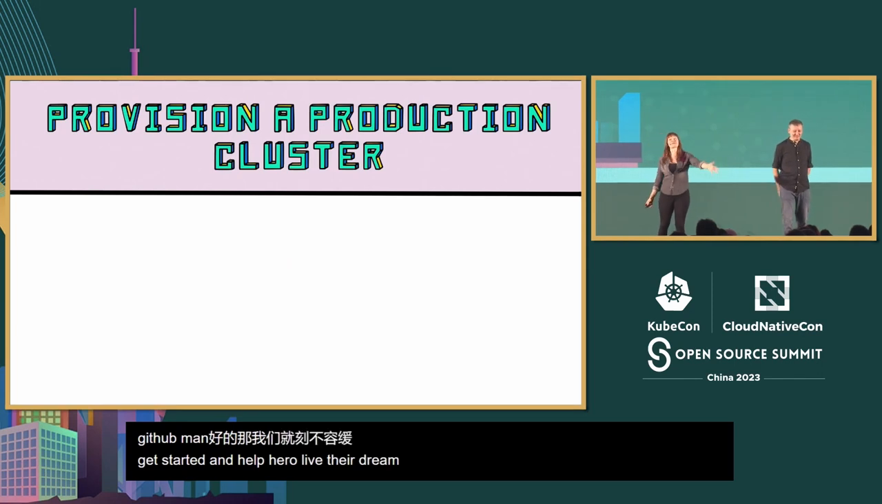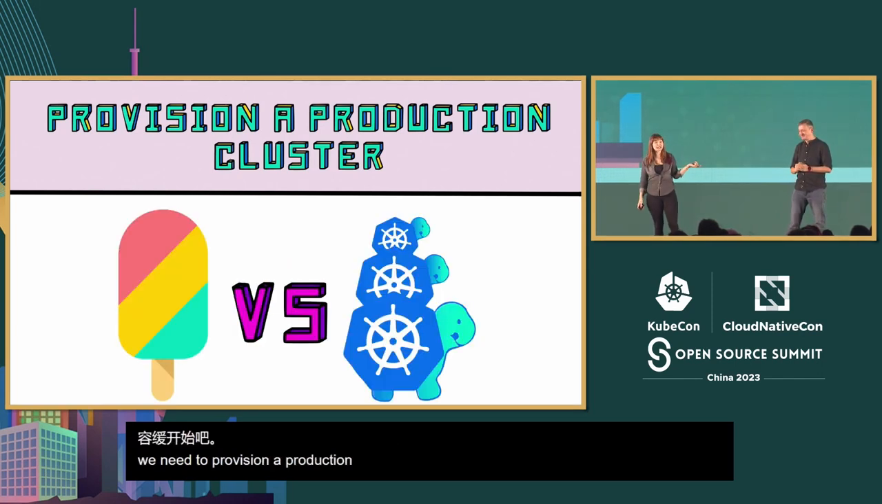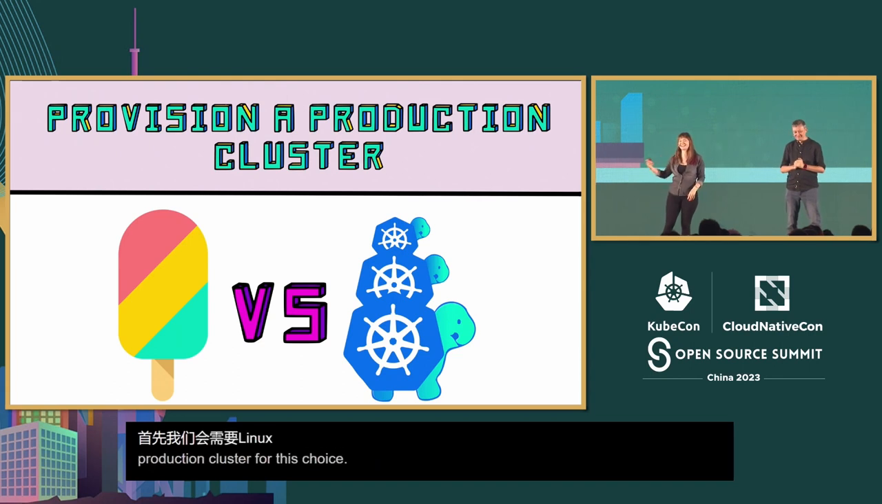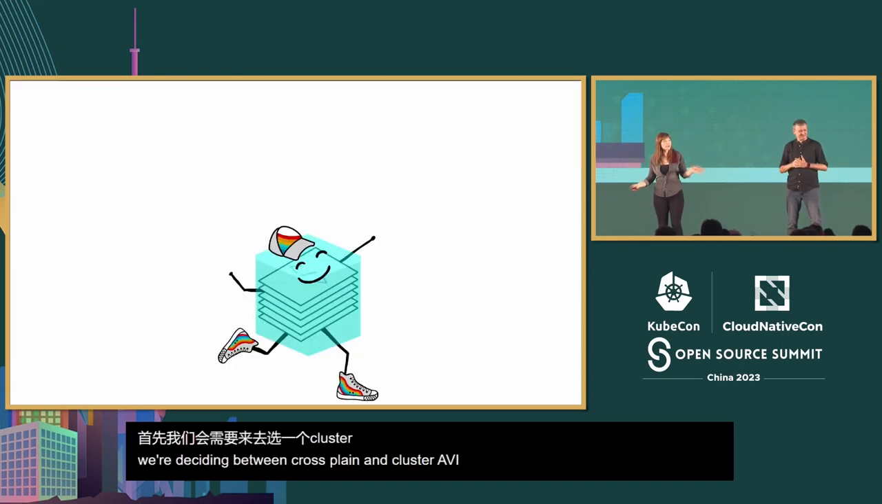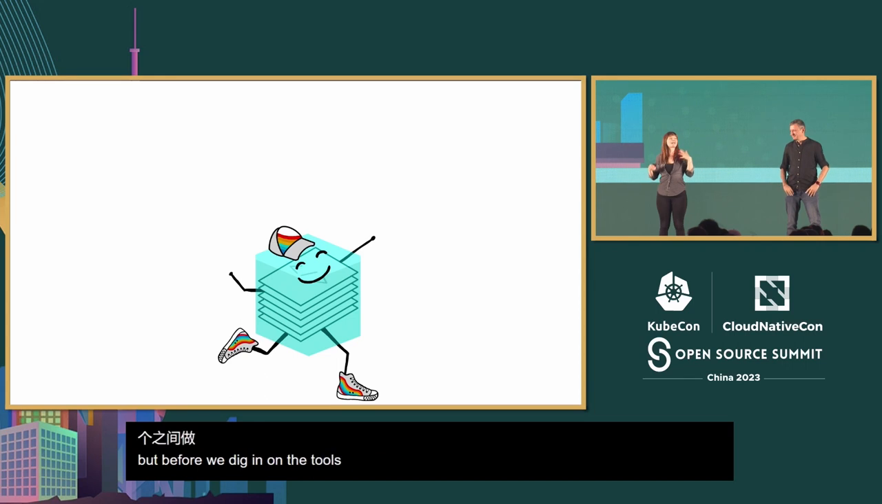So first up, we need to provision a production cluster. For this choice, we're deciding between Crossplane and Cluster API. But before we dig in on the tools themselves, let's talk about cluster provisioning, generally speaking.